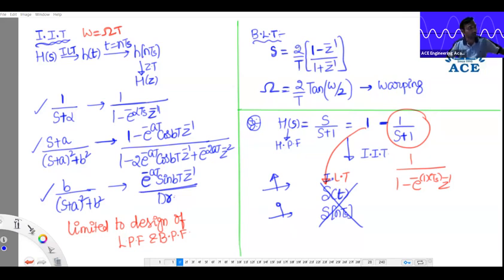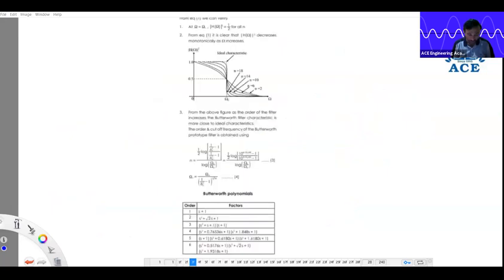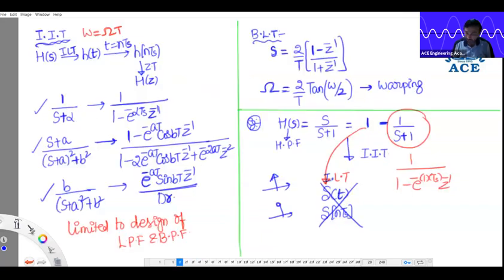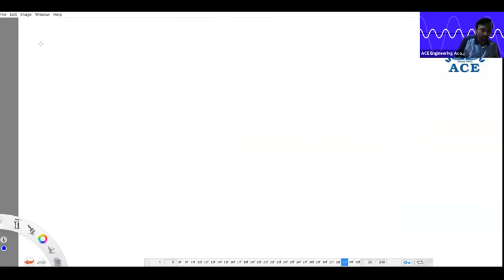The warping effect I have explained neatly. The non-linear graph, analog and digital frequency. Just a minute. I have added new things in the slides. I don't want to disturb them. I'll go to the new slide. Just a minute, sir. Omega equals 2 by T tan omega by 2. This is the relation we got.